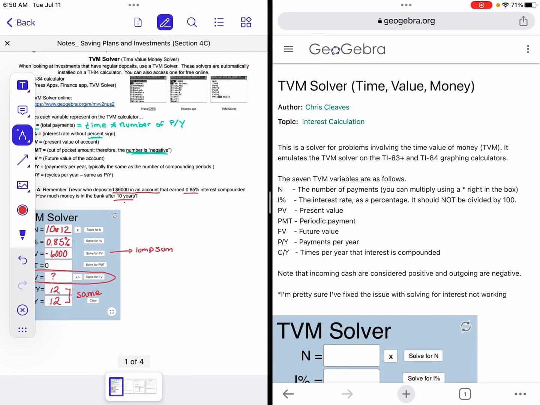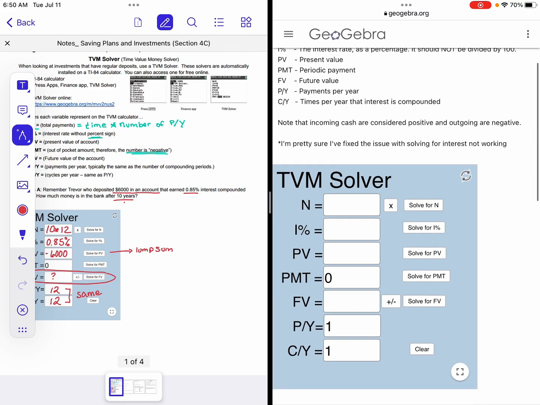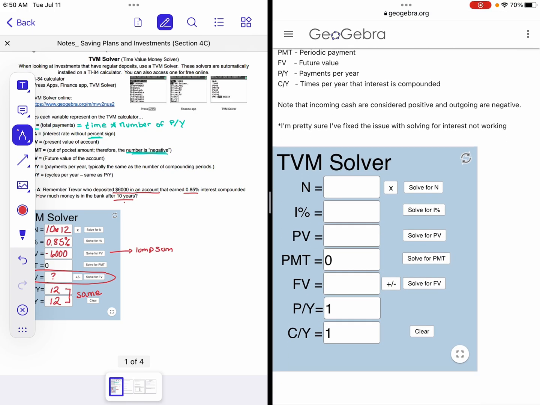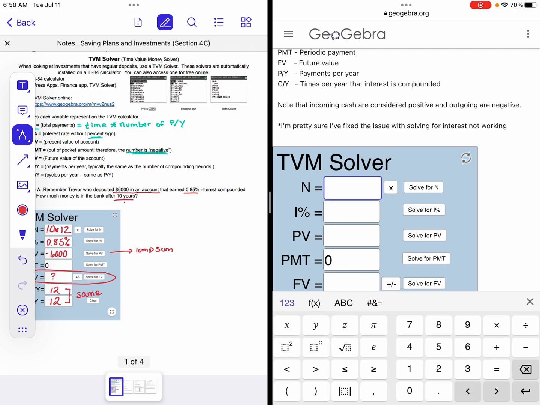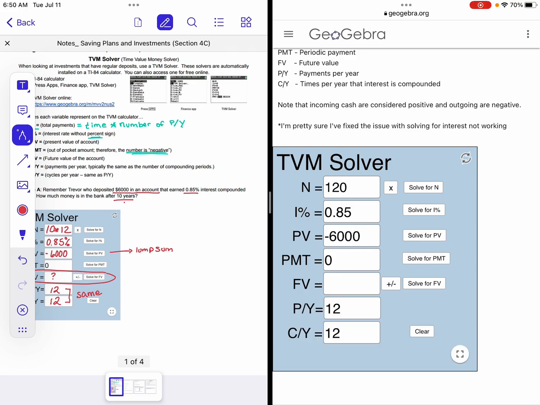You'll notice on this website that I've linked for you, it does remind you what each of the variables represent, so you don't have to have that memorized. It really is just a matter of plugging everything in. I'm going to start up here, and for n, I'm going to have 10 times 12. You'll notice it multiplied those out for me. Then I'm going to put in my 0.85 and my negative $6,000. I don't know my future value, but I do need to update my payments per year. And I double check that all my numbers match what I want them to.